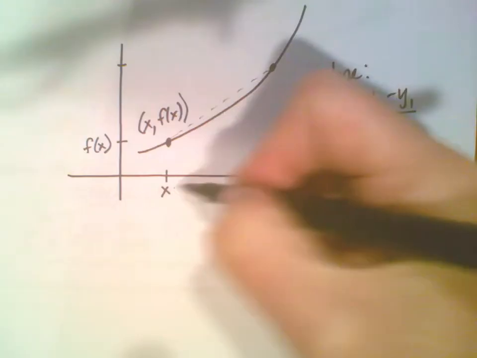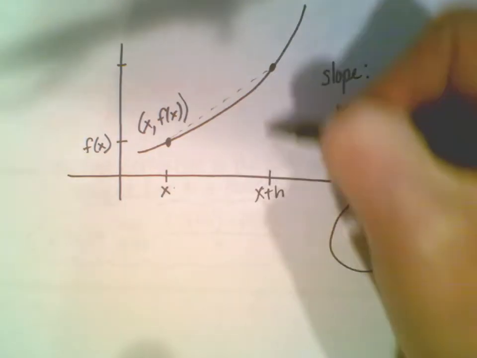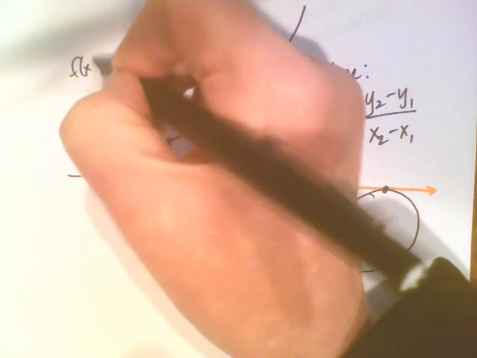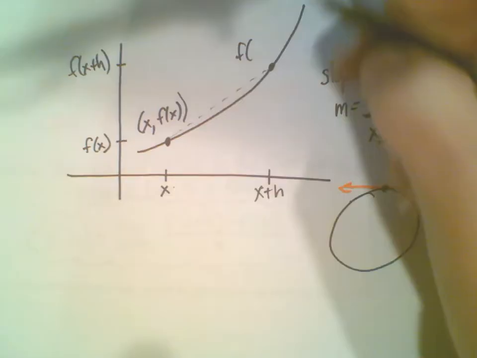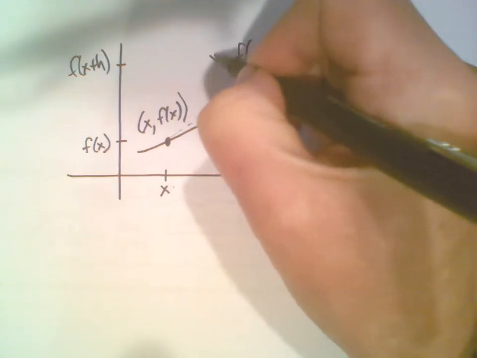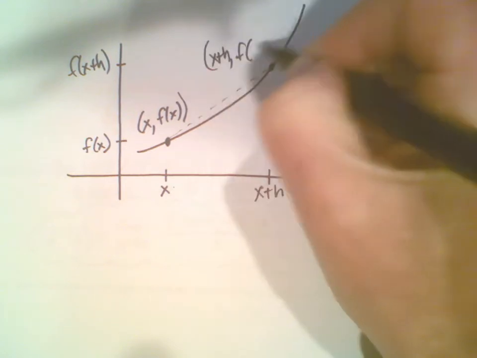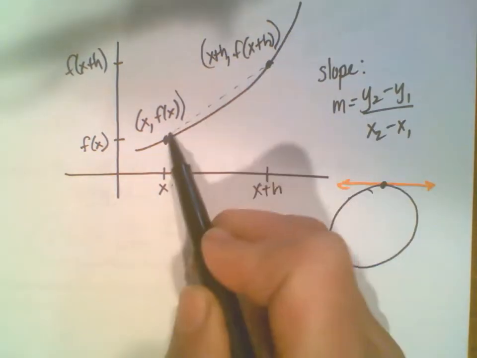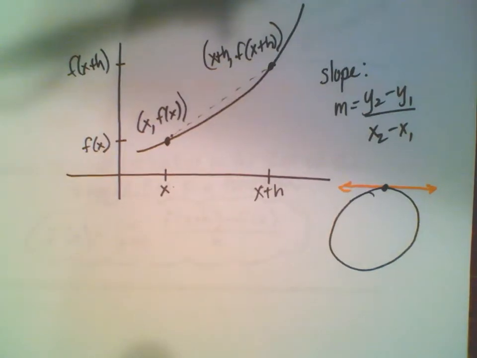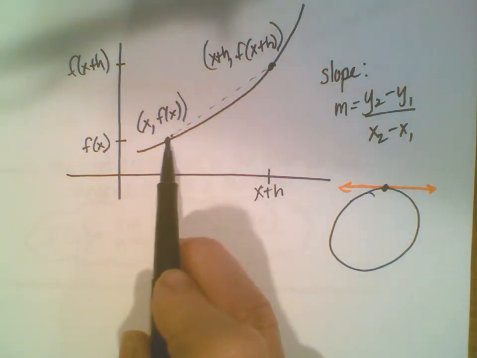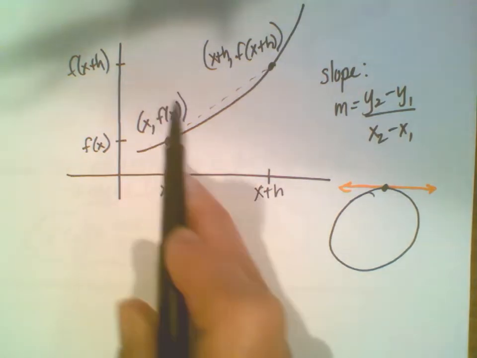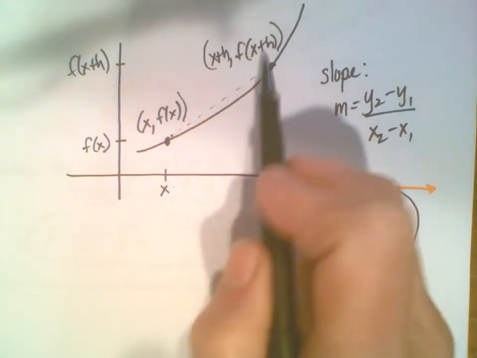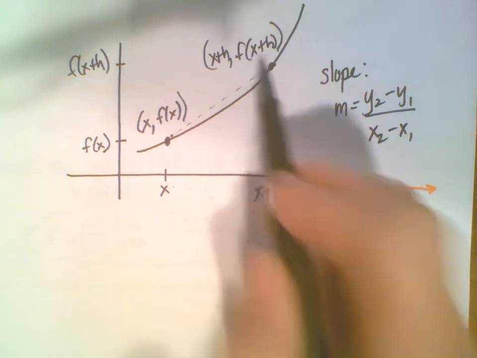And so if this is h units to the right of x, then up here would be f of x plus h, because that's how functions work. So this is the point x plus h, comma f of x plus h. So what I did is I created 2 points on a function. One is x, f of x, the value of the function at x, and the other one is h units down the road, with the value of the function at that point. Okay?